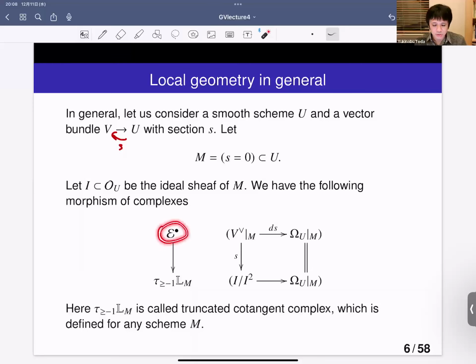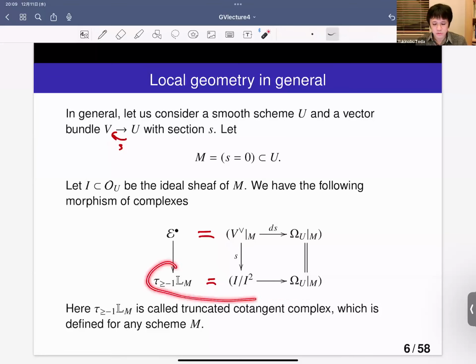This E dot is a two-term complex of vector bundles. That is, because I assume U is smooth, these are vector bundles. And so there is a canonical map from here to here, given by this section S. And there is also a canonical map from here to here. And then as a consequence, we have this commutative diagram. So this gives the morphism of the complexes. This E dot is nothing but this one, and this one is this one.